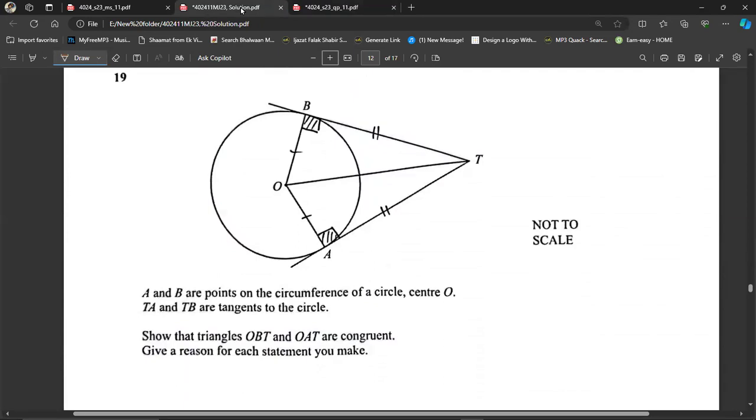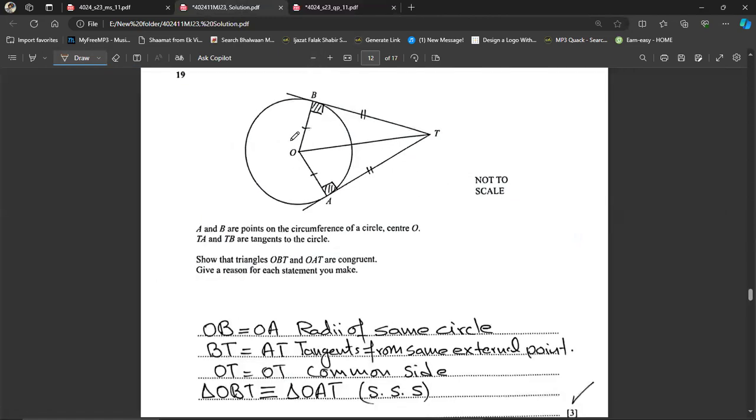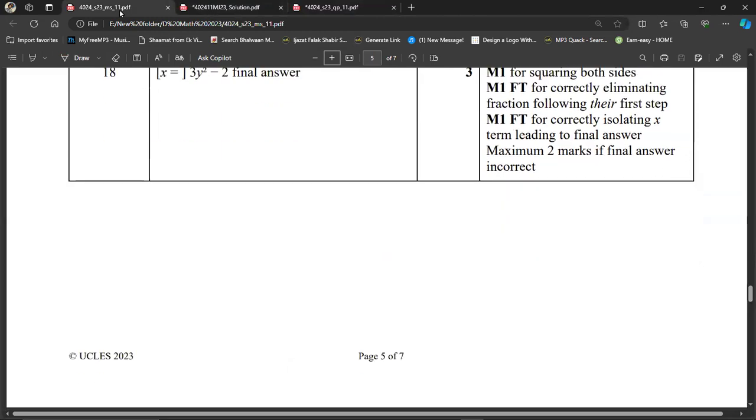Here I have proved it in a different way. OB is equal to OA, the radii of the same circle. BT is equal to AT, tangents from the same external point. And OT is the common side in both triangles. So triangle OBT is congruent to triangle OAT, by the side-side-side postulate. That's question number 19. Let me show you the answer.